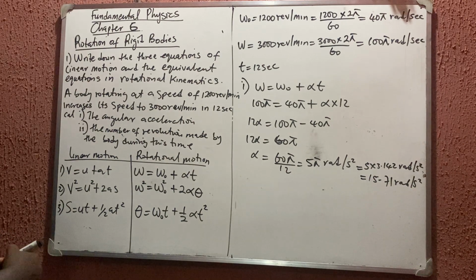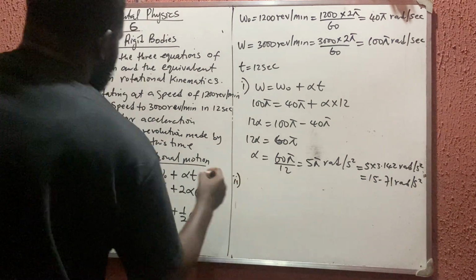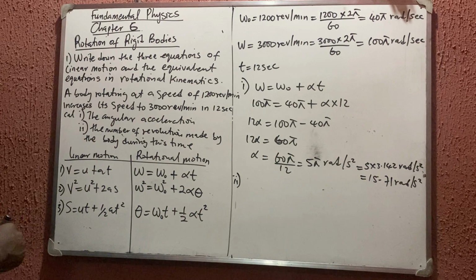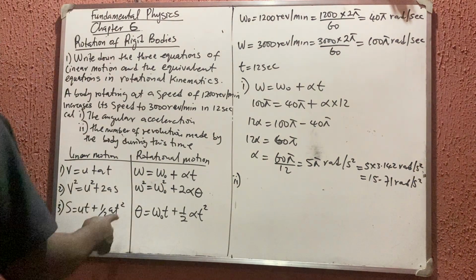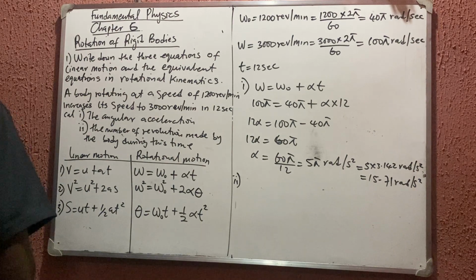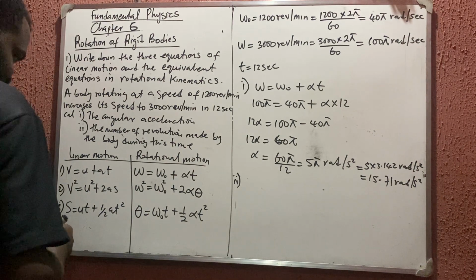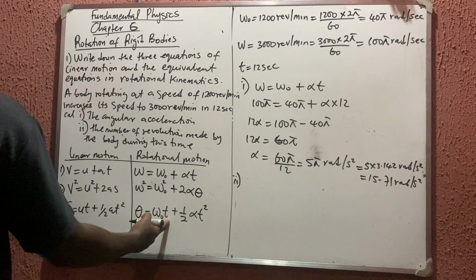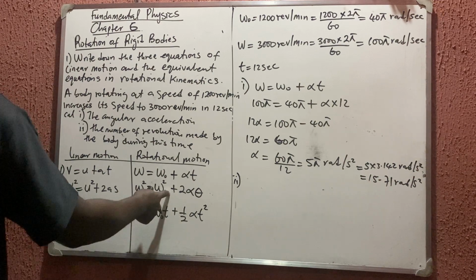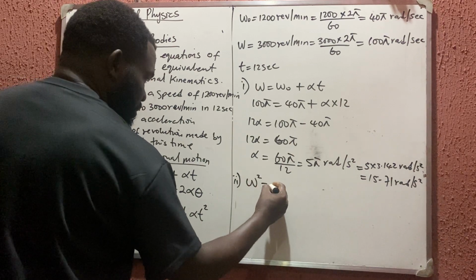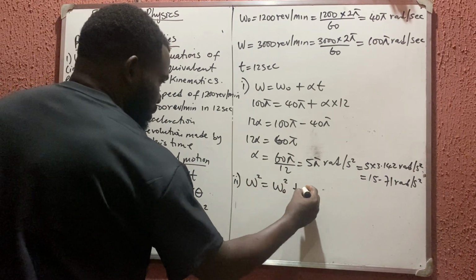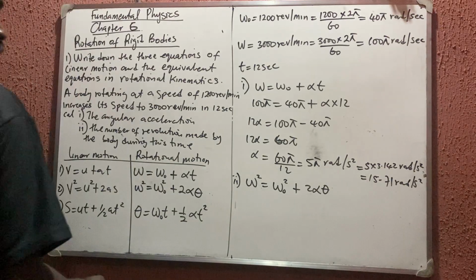Now the next thing they say, we should calculate the number of revolutions made by the body. Now to calculate the number of revolutions, let's get our theta. If we want to get our theta, I can decide to use this, or I can use this. Anyone will give me the same answer. So I have that w squared is equal to w0 squared plus 2 alpha theta. I'm looking for my theta.